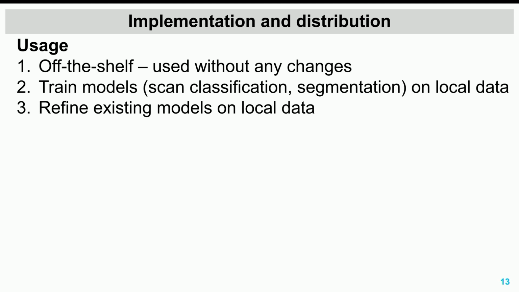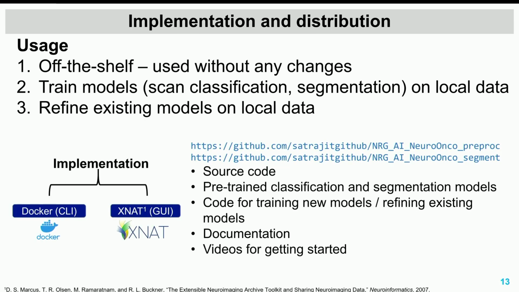We have implemented this using Docker for usage in the command line. And we have also implemented this using XNAT for a graphical user interface. If you are not familiar with XNAT, XNAT is a popular neuroimaging archiving toolkit. And these are the GitHub repositories where we have put all the source code, the pre-trained models, documentation, and some preliminary videos to get started with this framework.